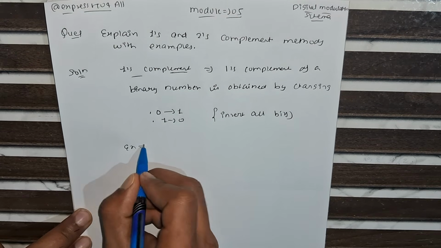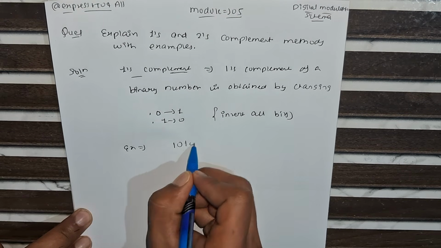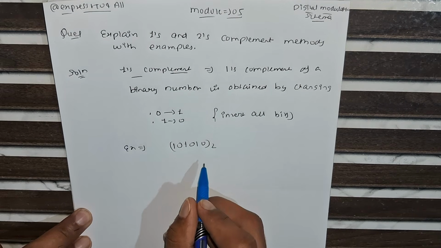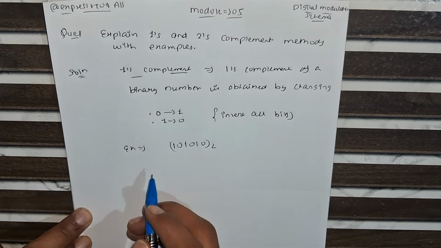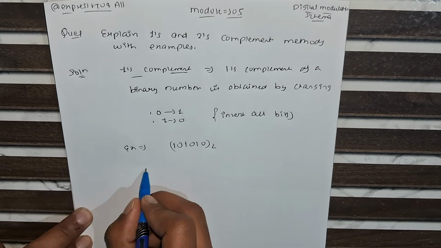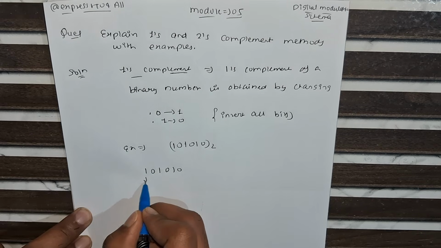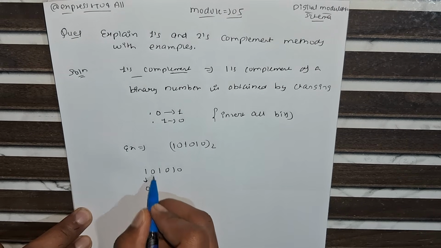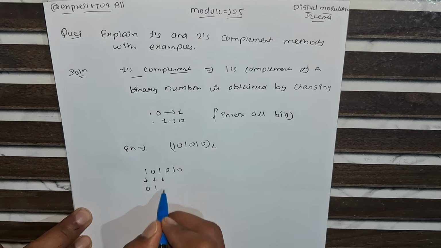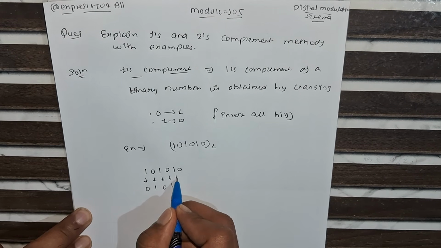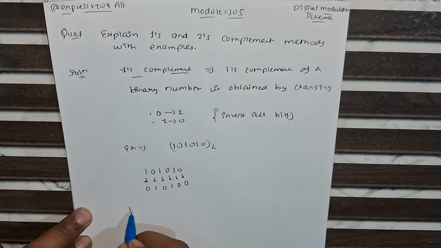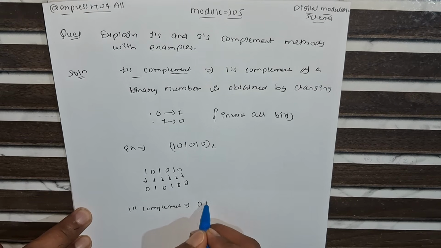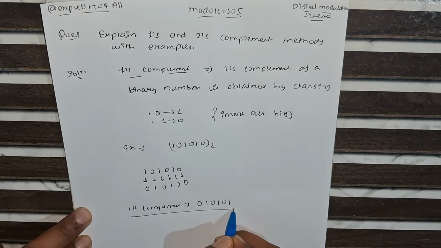So this is our example: 1 0 1 0 1 0. Now we have to find the 1's complement of this. So what we have to do, we have to invert all the bits. So 1 0 1 0 1 0. Convert 1 into 0, 0 into 1, 1 into 0, 0 into 1, 1 into 0, and 0 into 1. So now what is our 1's complement? 1's complement is equal to 0 1 0 1 0 1. This is our 1's complement.